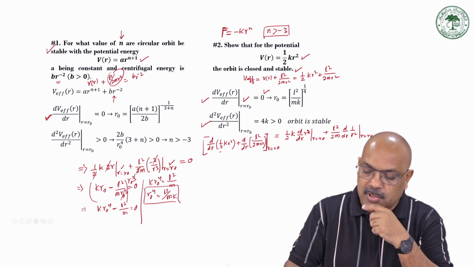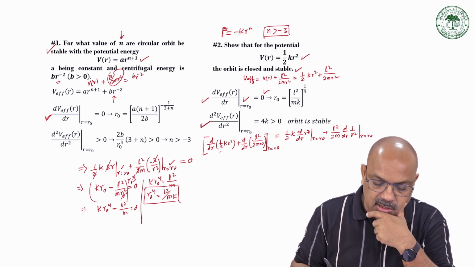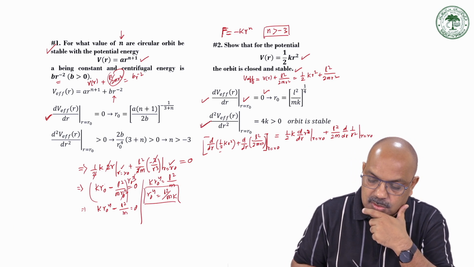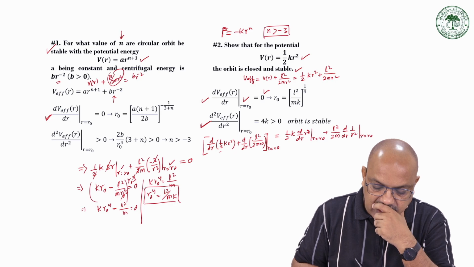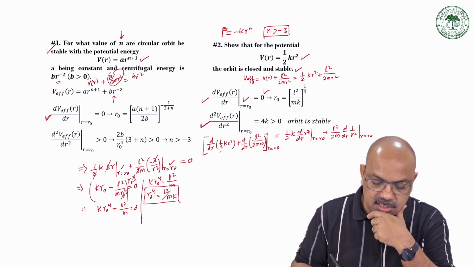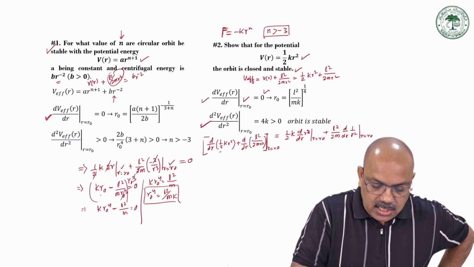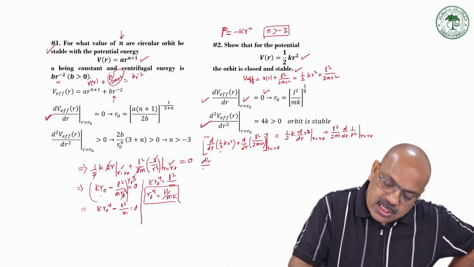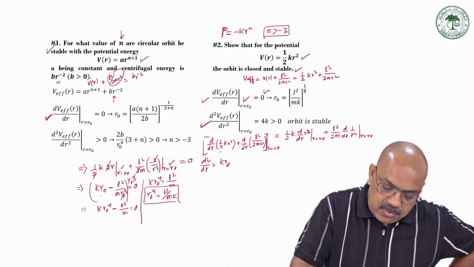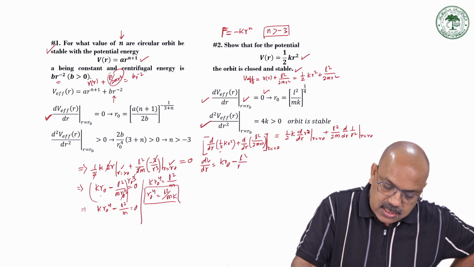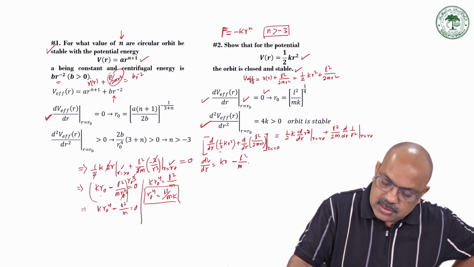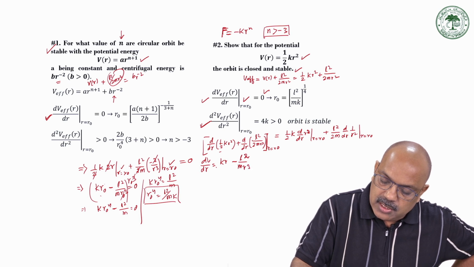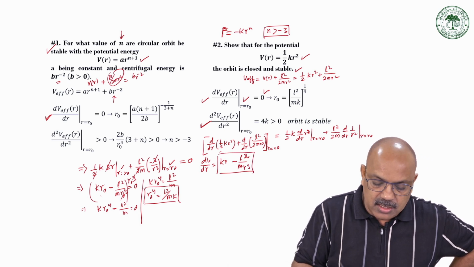Okay, now I'm going to find this d2V by dr2 at r naught. So first, what is dV by dr? My dV by dr was k r naught minus L square by m r cube. So this is L square by m r cube. This is my dV by dr here when you plot.